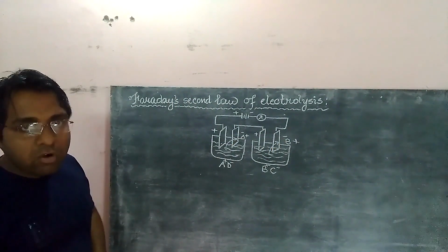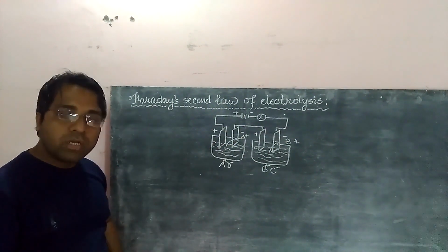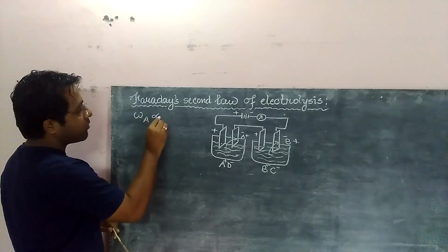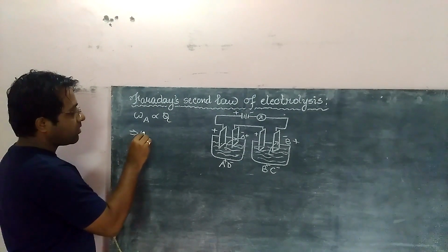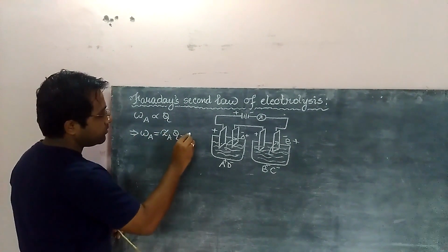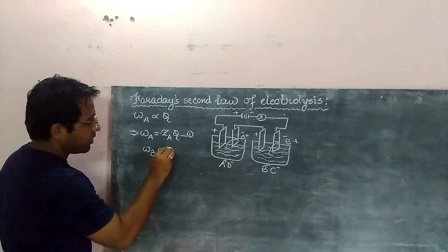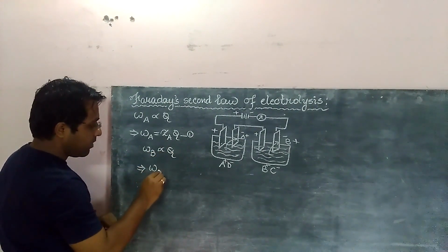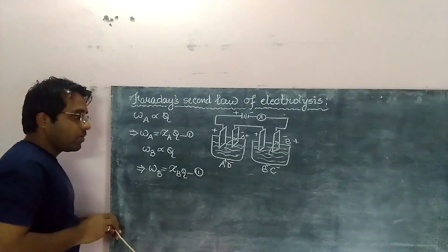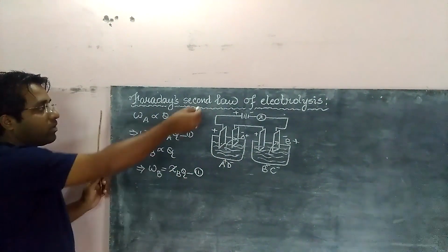So, according to the first law, as we know, the mass of the electrode deposited at the cathode depends upon the charge flowing through the circuit. So, if we apply the first law, we can say WA is proportional to Q, or we may write WA equals ZA into Q. And similarly for this one, we may write WB proportional to Q, or also we can write WB equals ZB into Q.